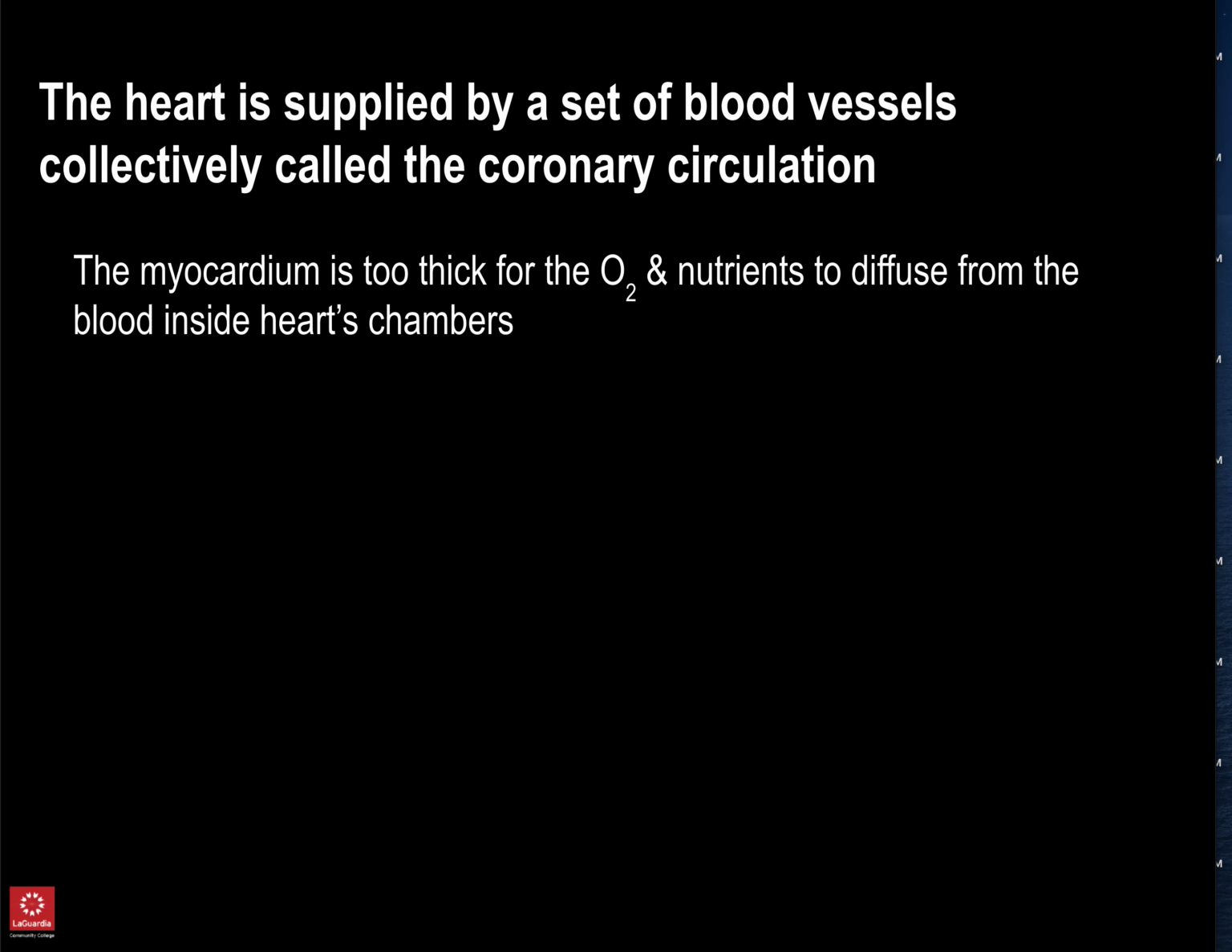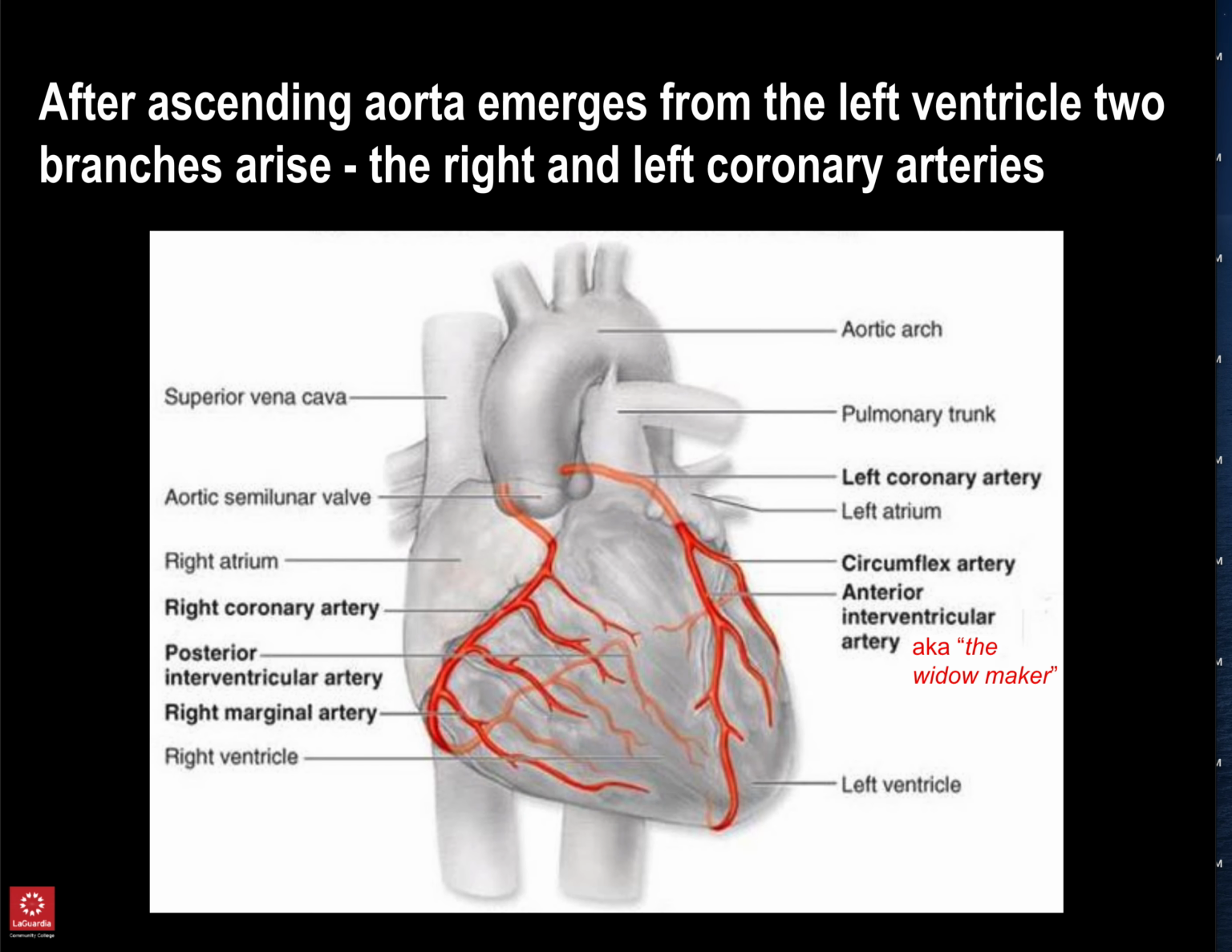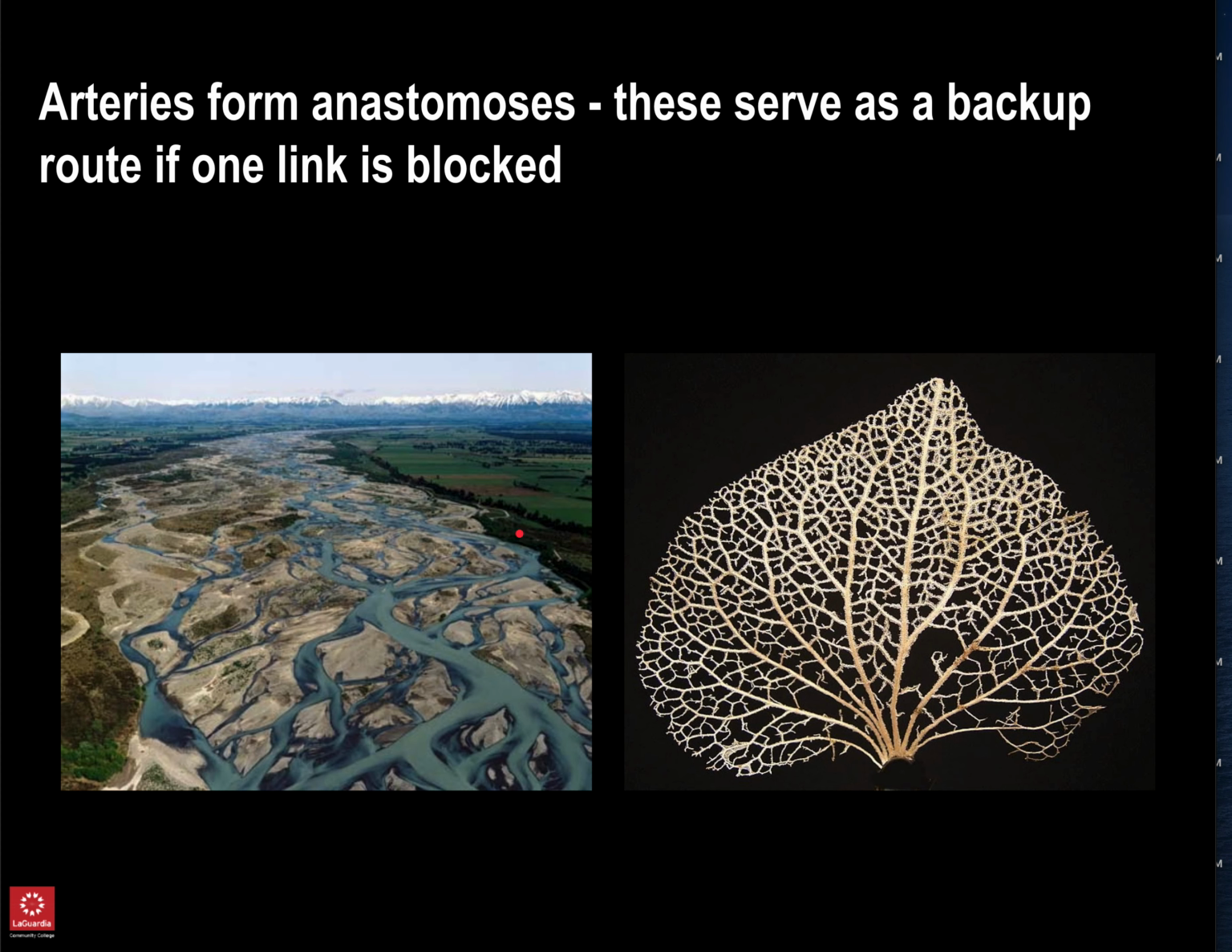So the heart is supplied by a set of blood vessels collectively called the coronary circulation. So the myocardium is too thick for the oxygen and nutrients to diffuse from the blood inside the heart's chambers. So instead, after the ascending aorta emerges from the left ventricle, you have two branches arising: the left coronary artery, or the LCA, and the right coronary artery, or the RCA. So LCA, RCA. And so these arteries form anastomoses. These serve as a backup route if one of the links is blocked.